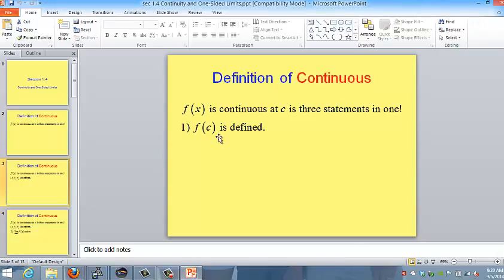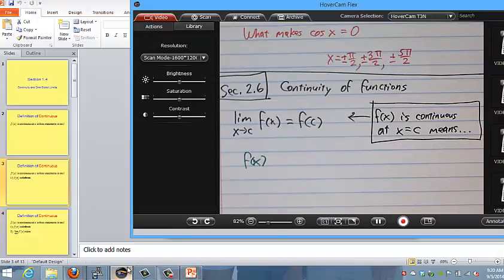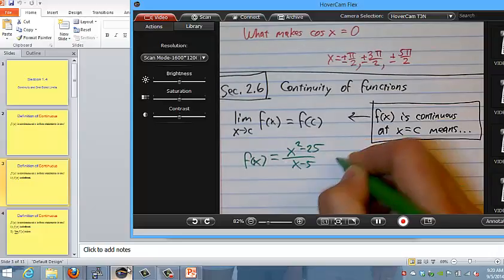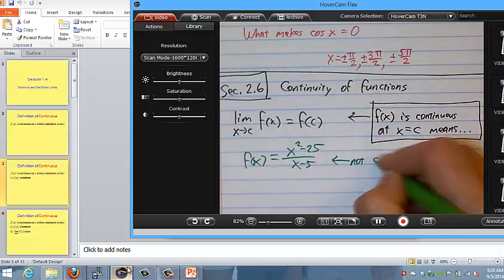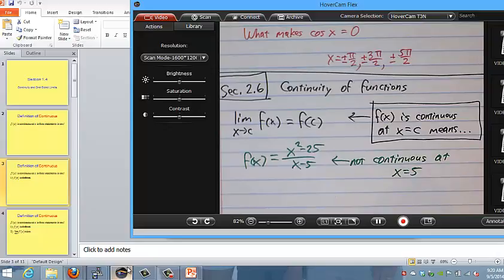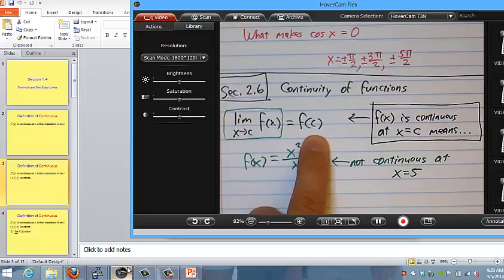Hey guys, on the group work number 3, it's on the back board or it's on your sheet, we had this function. We had f of x equals x squared minus 25 over x minus 5. I'm going to tell you this is not continuous at x equals 5. I mean, we have the limit. The limit ended up being 10, but we don't have f of 5. F of 5 doesn't equal 10.